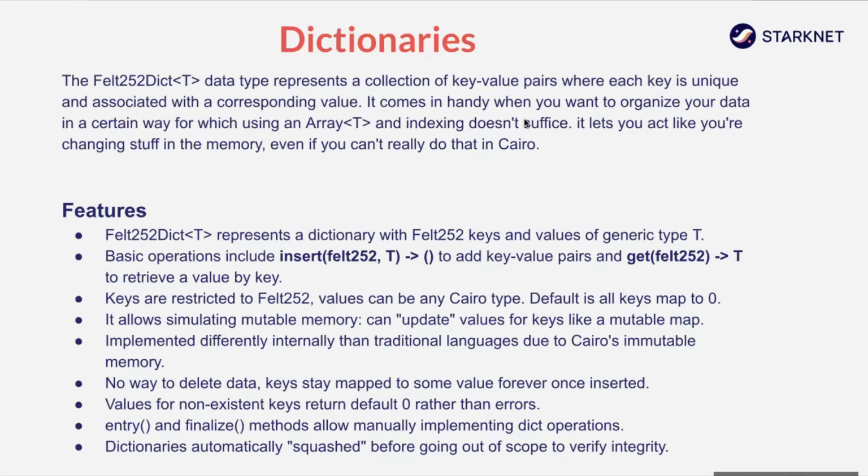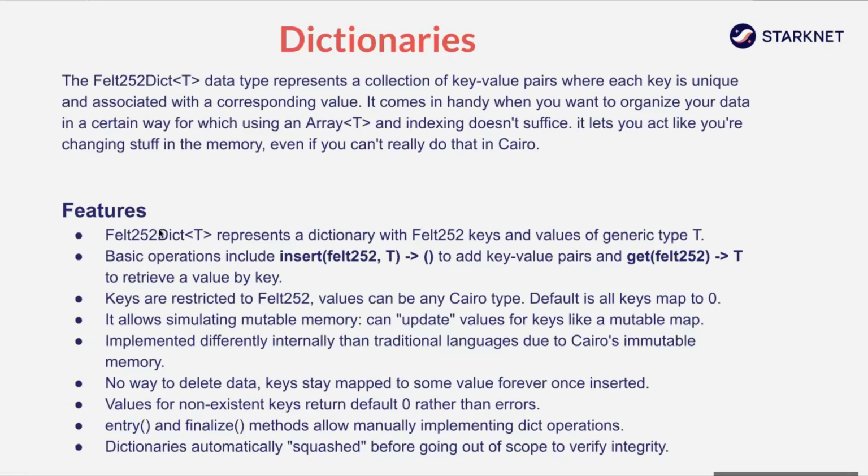So it comes in handy when you want to organize your data in a certain way for which an array type doesn't suffice. So it lets you act like you're changing stuff in memory, even if you can't really do that in Cairo. We know that Cairo's memory is immutable.